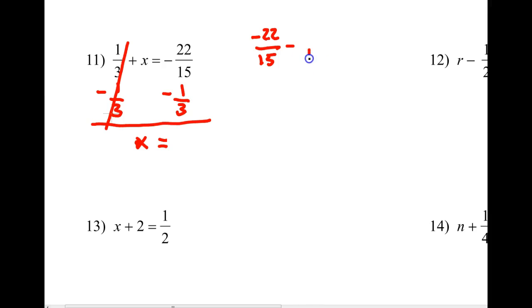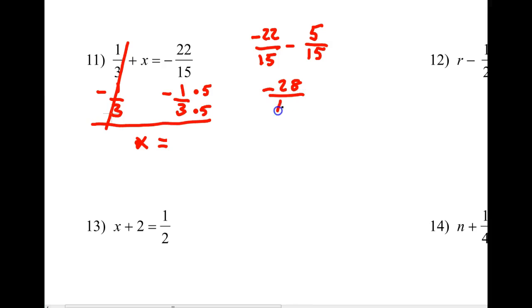Now, I need a denominator of 15. I can't do 3. I have to be the same. So in order to get from 3 to 15, I multiply by 5, and of course, do the same thing on top. So 5 over 15 and 1 over 3 are the same. So we have negative 22 minus 5.